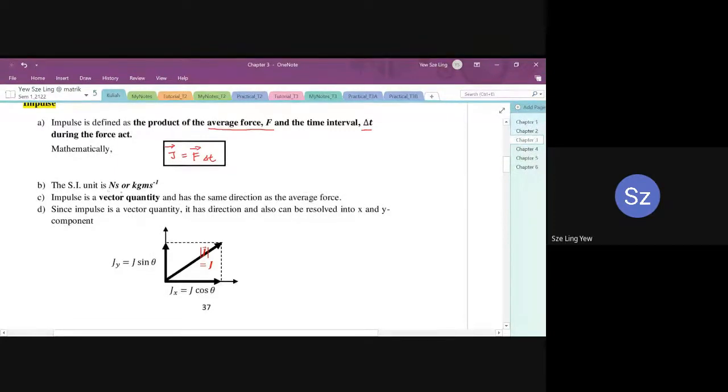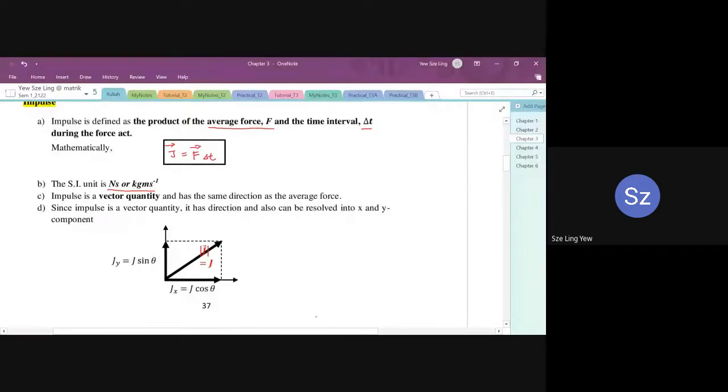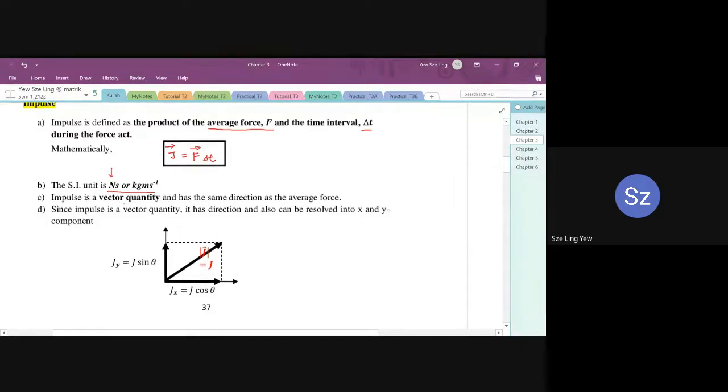So it has two SI units. The first one is a special SI unit because it comes with N, Newton, and the second one is in terms of base SI units. Right. So impulse is also a vector quantity.